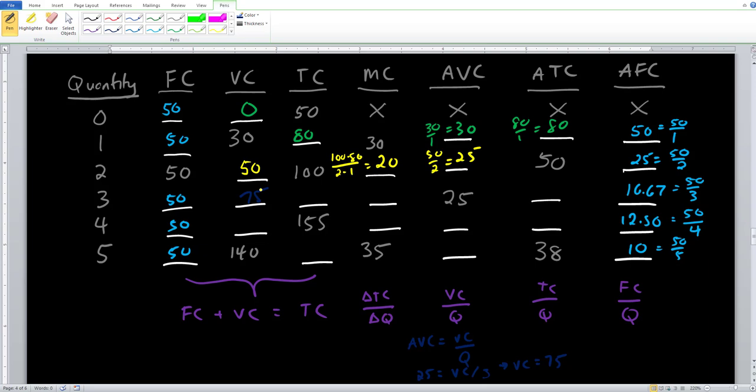And that is the only other piece of information that is the only way that we can go ahead and solve the rest of the missing pieces that we have right here. 50 plus 75, that'll give us 125. So once again, simple addition. Marginal cost, that's going to be 25, because change in total cost divided by change in quantity. That's 25 right there. And then ATC, 125, your total cost divided by quantity, by 3 right here. So 125 divided by 3 will give us 42 in this instance.